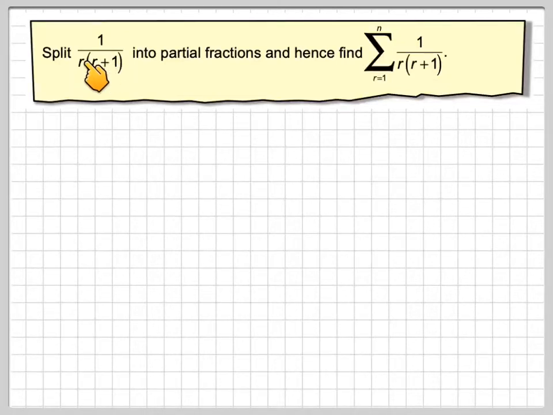Split 1 over r times r plus 1 into partial fractions and hence find the sum from r equals 1 to n of 1 over r times r plus 1.